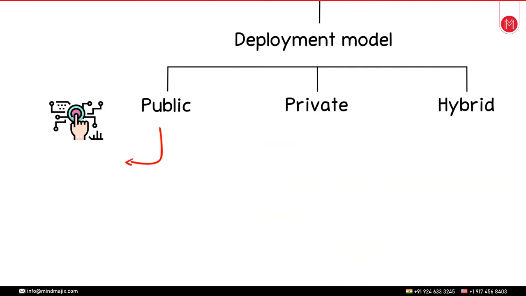So if you talk about the public cloud, from the name itself, we get the idea that this cloud model is accessible to everybody. Here the cloud infrastructure is available to the public over the internet and they are owned by the cloud service provider.